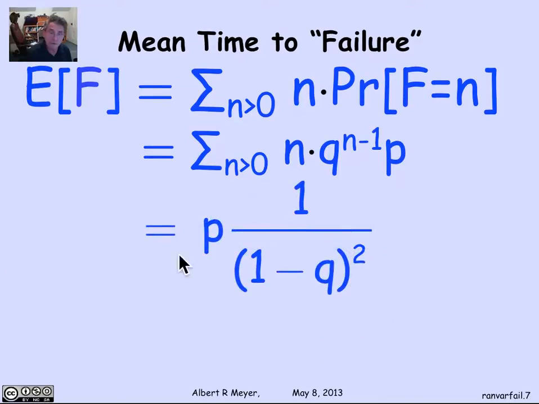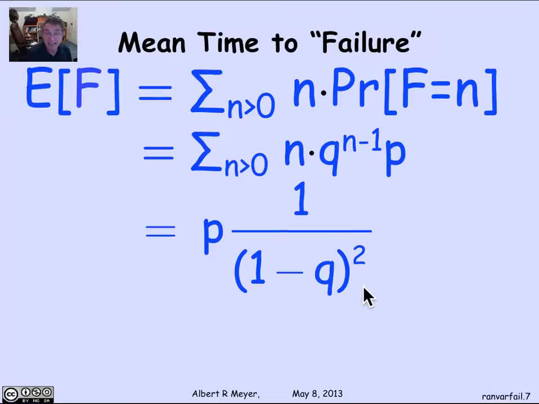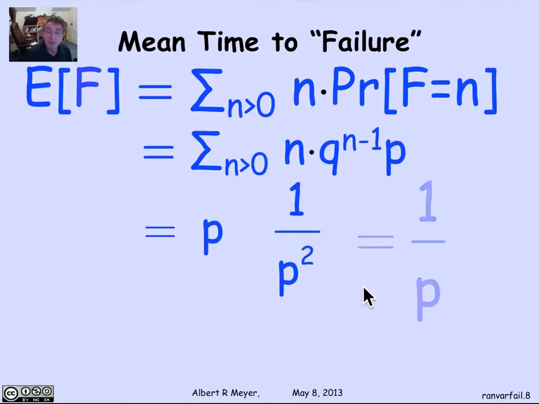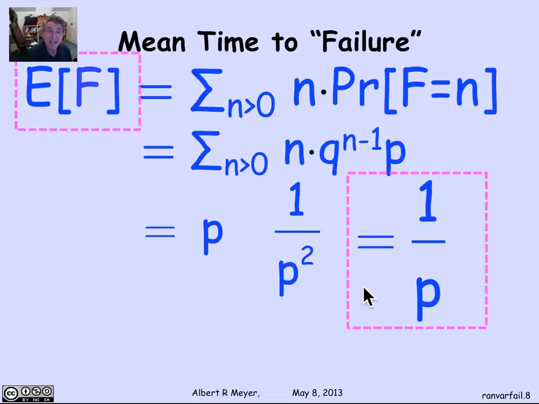Well, let's pull that together. Of course, 1 minus q is p, so it's p times 1 over p squared, or 1 over p. And we get this really very clean answer. The expected number of flips before you get a head is 1 over the probability of a head. So for example, with a fair coin, where p is a half, the expected number of flips until you get the first head is 2. It's 1 over a half. If you had a biased coin where the probability of getting a head was 1 third, then the expected number of flips until you got a head was 3.